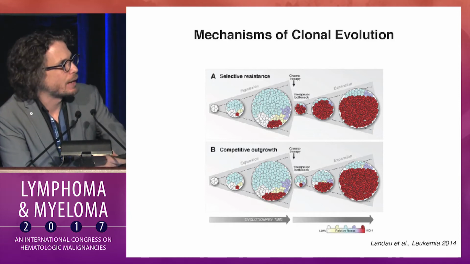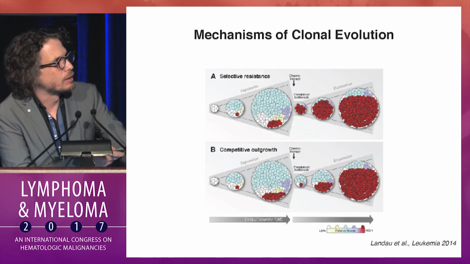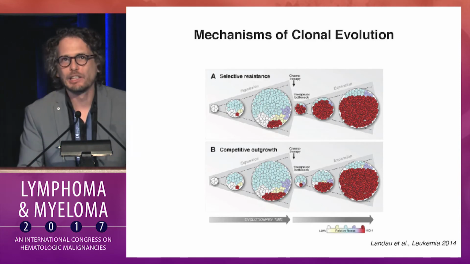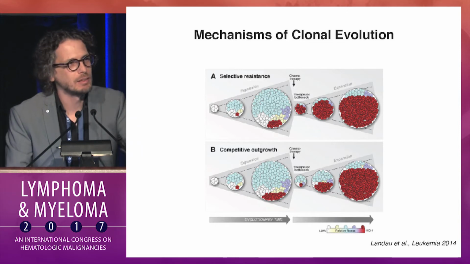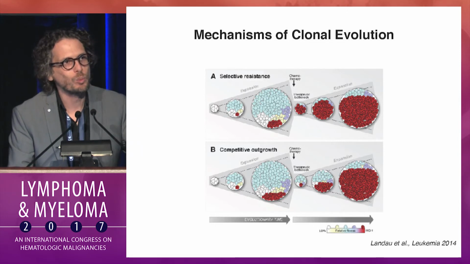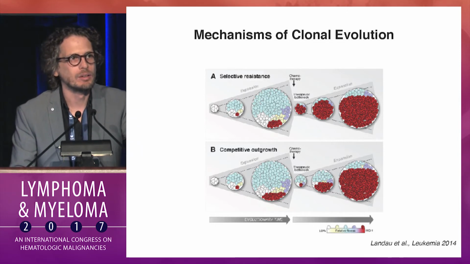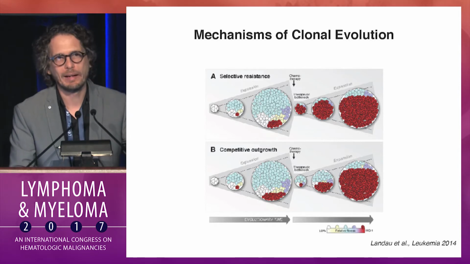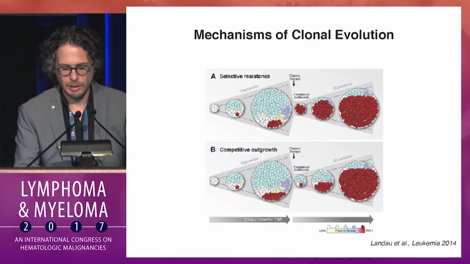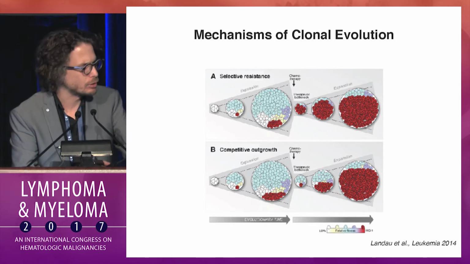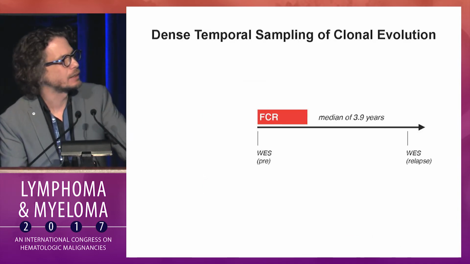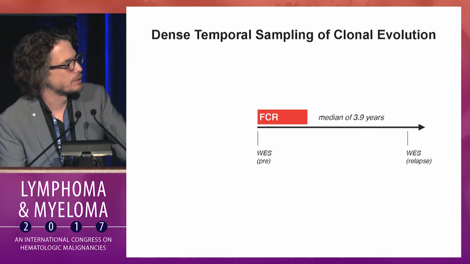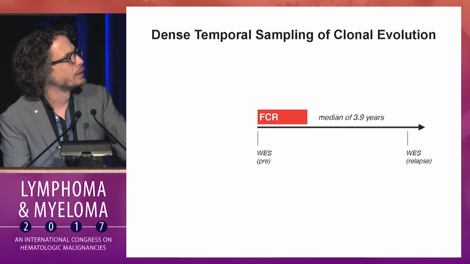Another example is an alternative model where actually all cells are equally sensitive to the drug, and what allows one clone to win the race, so to speak, is its ability to regrow faster, to repopulate faster. So how can we get at those types of questions? And this is together with the German CLL study group.